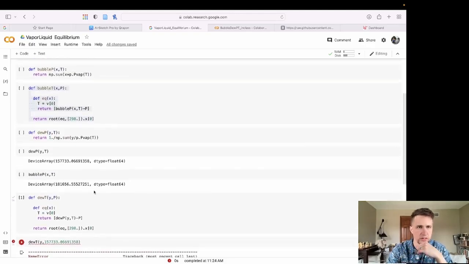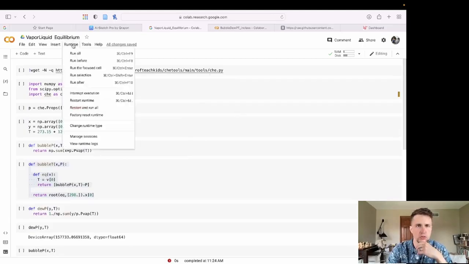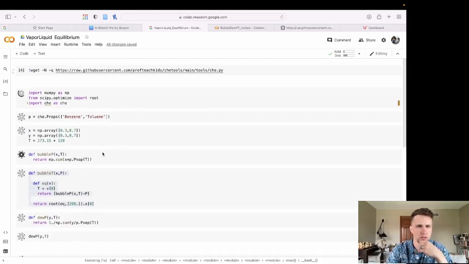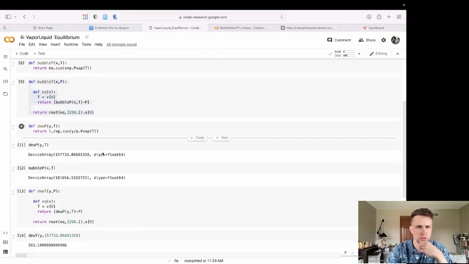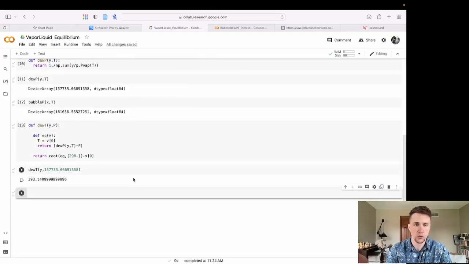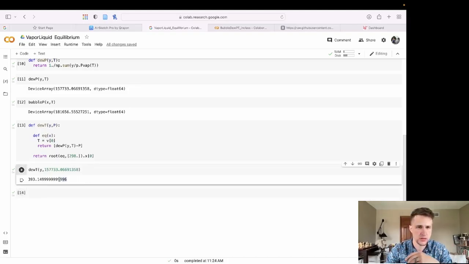Y is not defined. I need to rerun my code all the way through. There we have it. Okay, wonderful. So our hope was that if we had done it correctly, we would end up with 393.15 Kelvin, and that's exactly what we see here, which shows that using our root solver, we're able to say, with our given pressure, what the temperature needs to be for the first drop to form within our 100% vapor content.